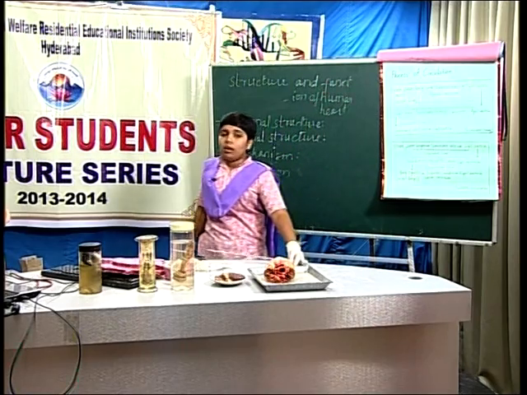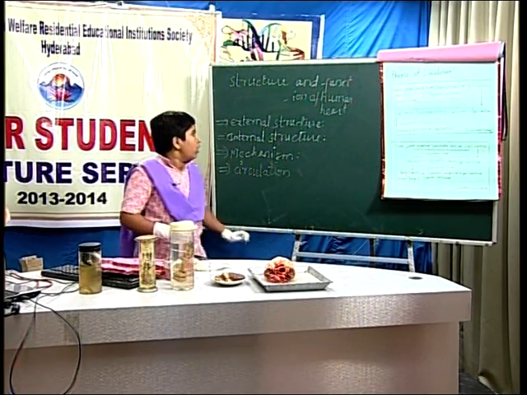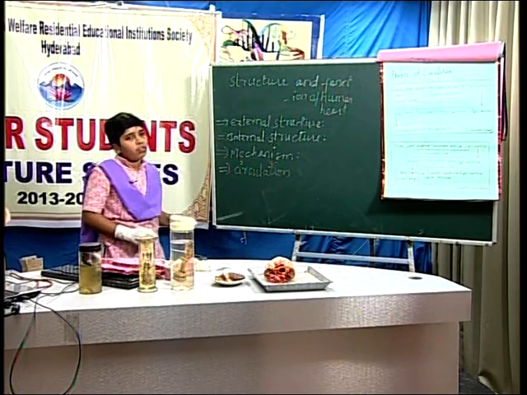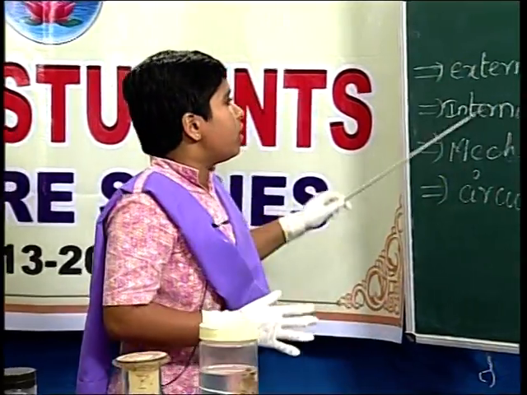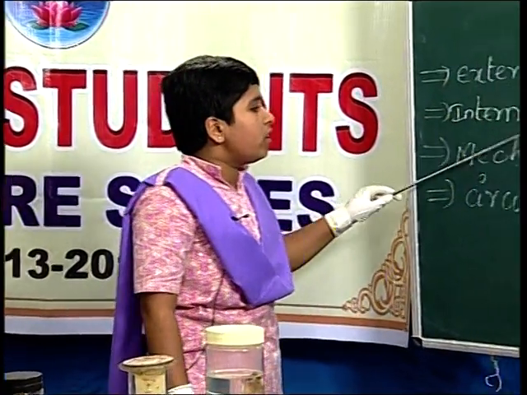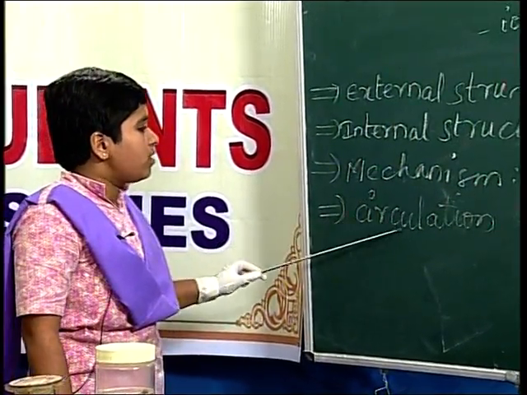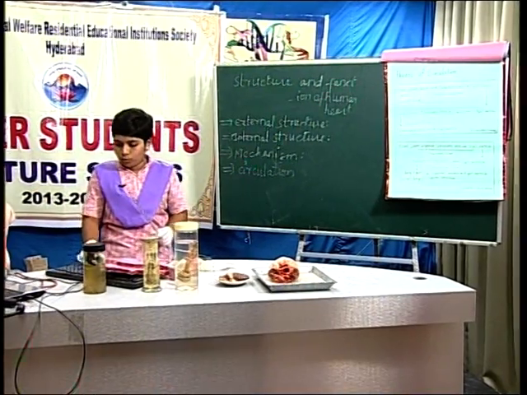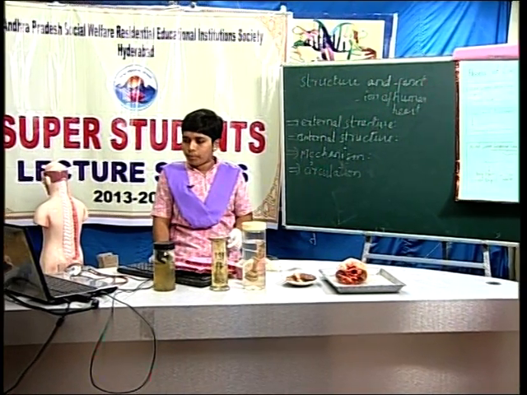So, now we have learnt about the structure and function of the human heart. The structure and function of the human heart involves external structure, internal structure, mechanism and circulation. So, we will see in detail now. Again, once we will recall what we have learnt.